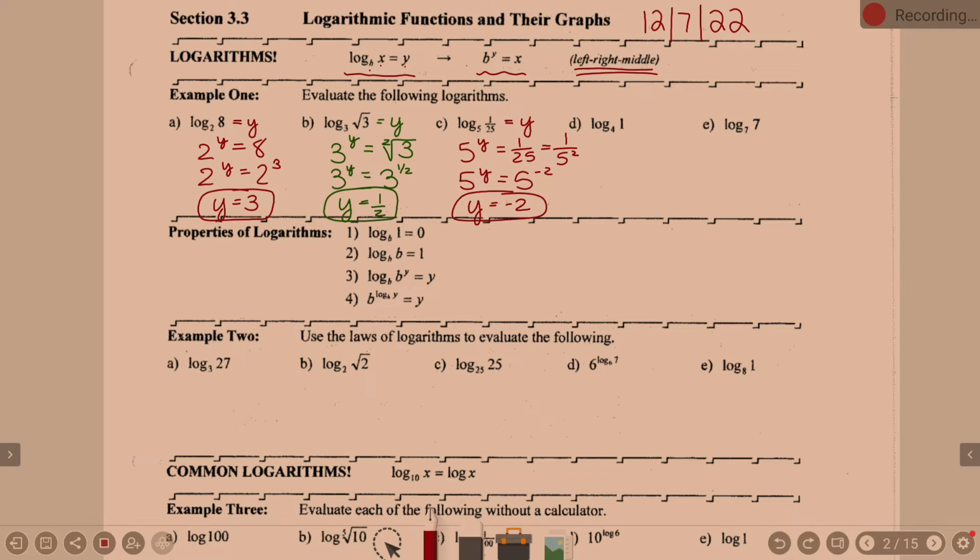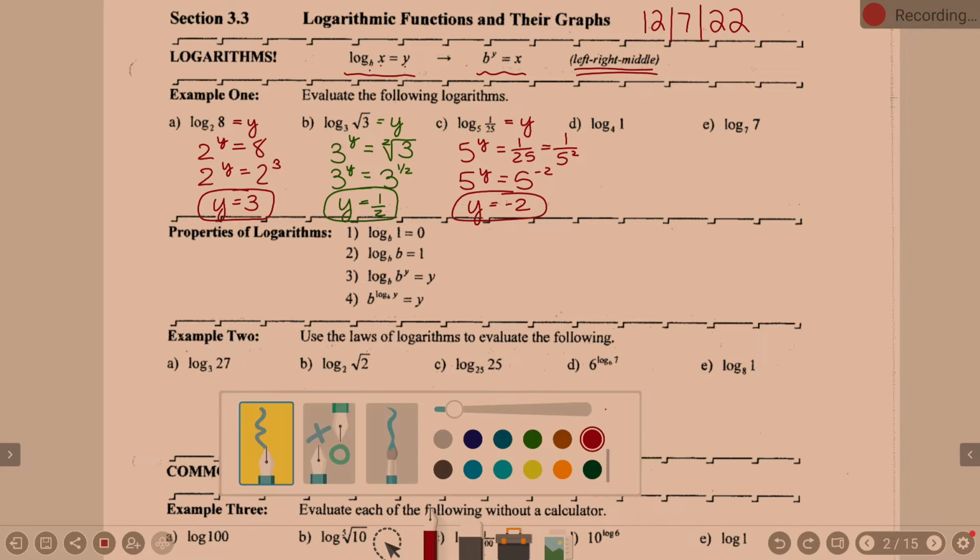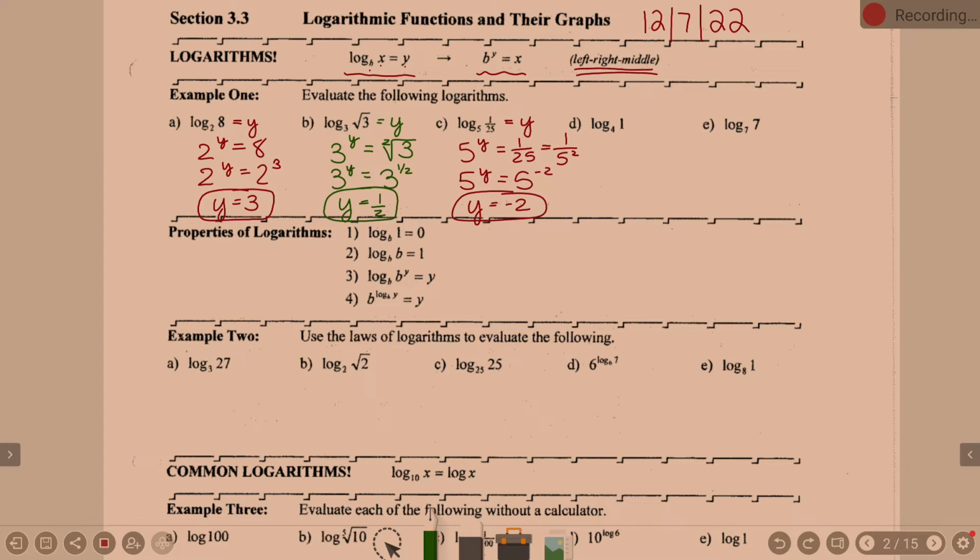You're seeing a little bit of everything here. We had to talk about radicals. We have to talk about negative exponents. Let's talk about D.